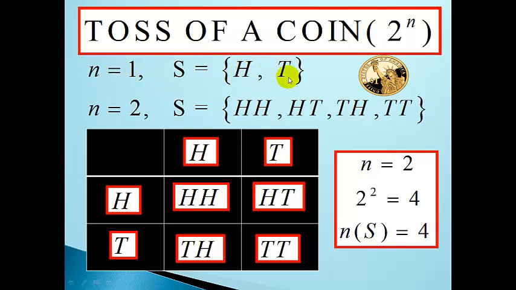So we have 1, 2. Now when n equals 1, then 2 raised to the power n will be 2 raised to the power 1, and that is 2. That is how come the number of elements is also 2. So we have 1, 2.